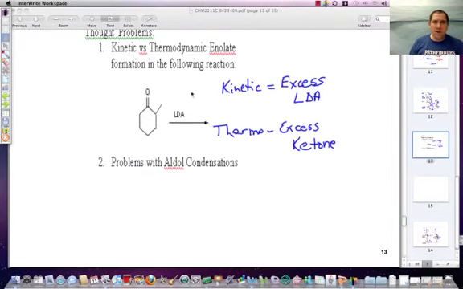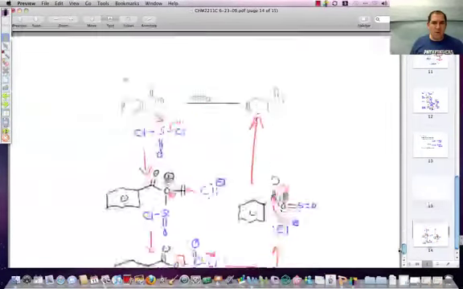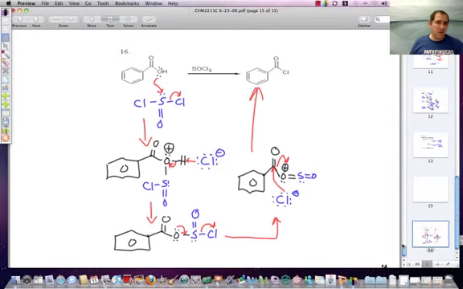Okay, we only have one last thing to look at, actually two things. Problems with aldol condensations. The only problem I want you to remember for aldol condensations is that one of the compounds cannot have protons available for enolate formation. If they do, you're going to have a big mix of products. So you pick one compound, like acetone, that has acidic protons that can be removed to form the enolate, and the other compound, like benzaldehyde, that does not have any.